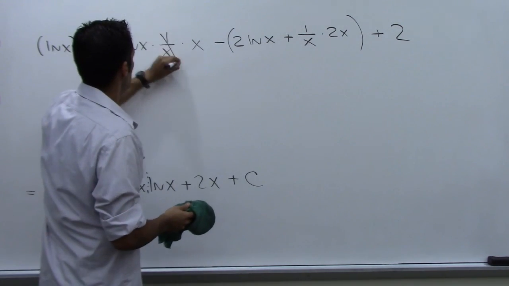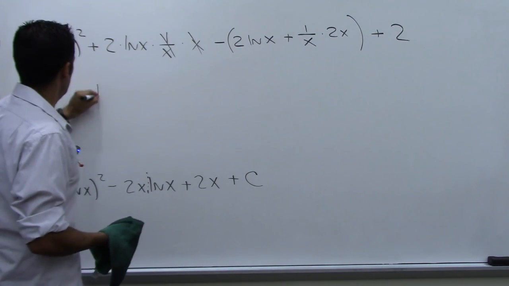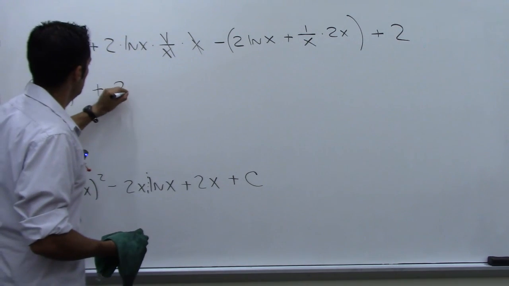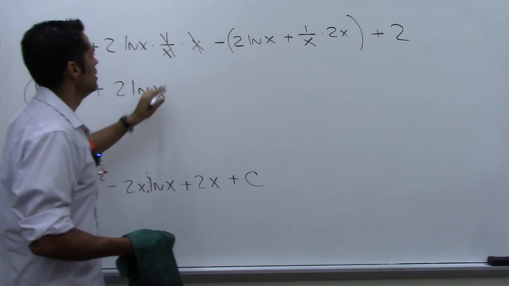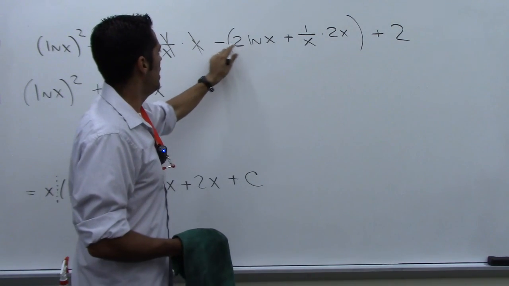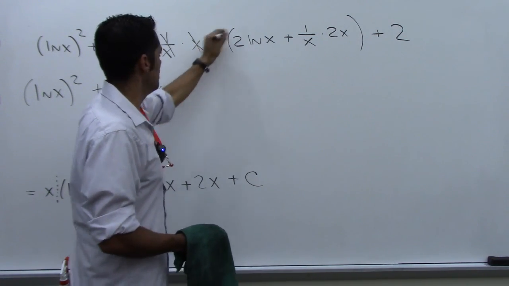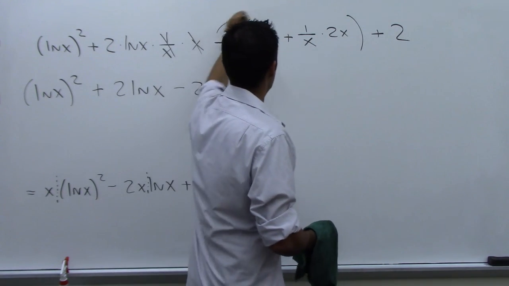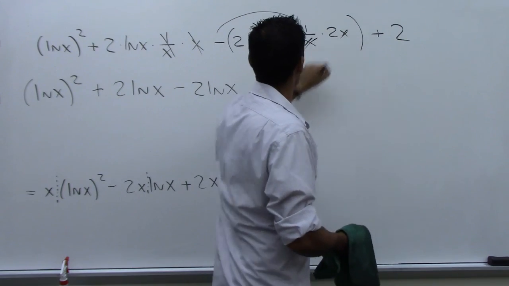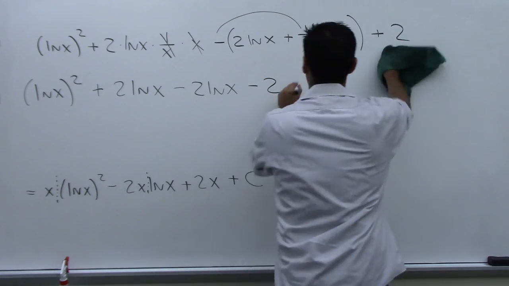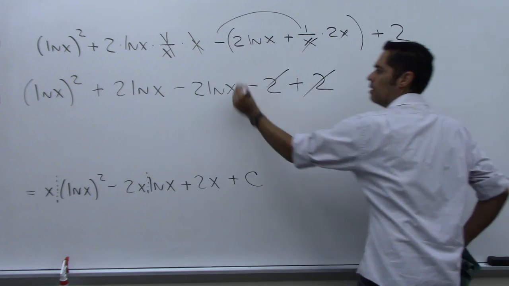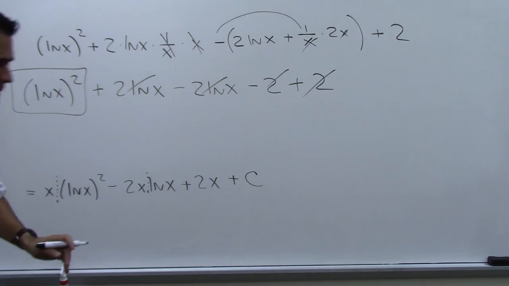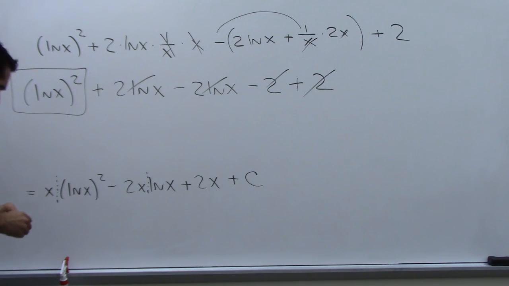So these are gone, which gives me natural log x squared, and then 2 natural logs of x. And then here we've got minus, distributing the negative, minus 2 natural logs of x. And then distribute here to here. These x's cancel. I get minus 2 plus 2. Gone, gone, gone, gone. And this is the integrand. That's what we were hoping for. Okay, that's going to be it.